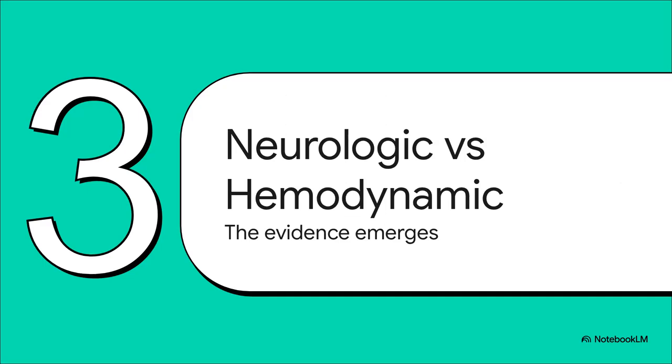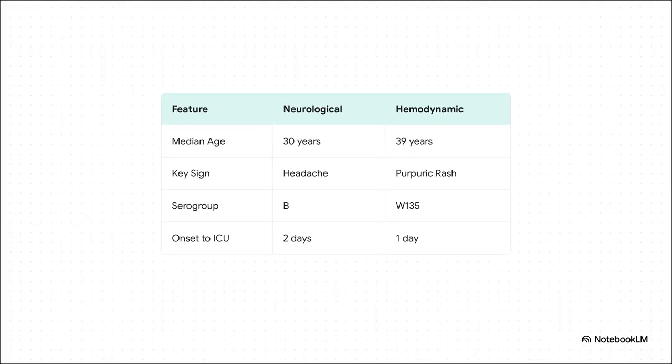All right, so now we've got our two groups. Let's get to the juicy part and look at the results. Let's see just how different these two patient populations really were. I mean, the data just paints a picture of two totally different patients. The neurologic group, they tended to be younger, came in complaining of a headache, and usually had serogroup B.